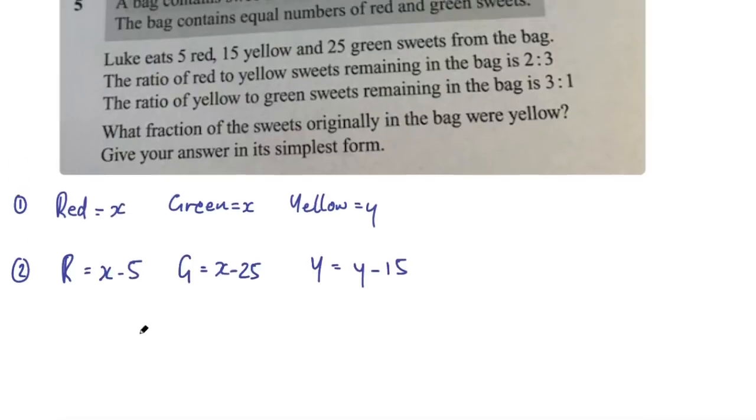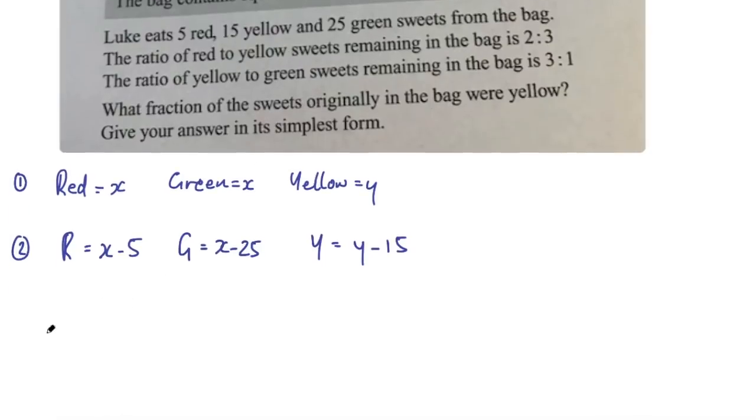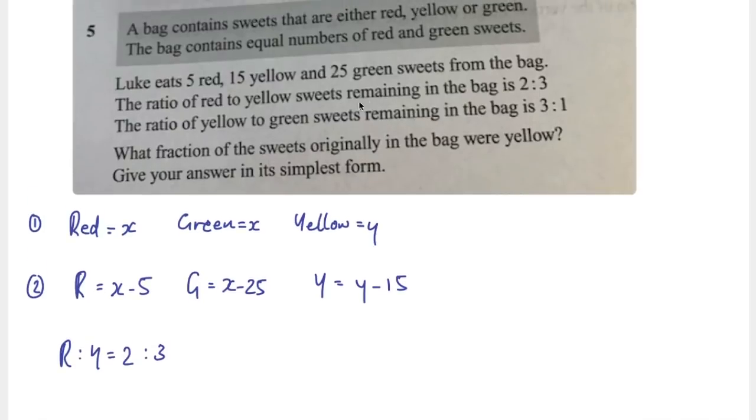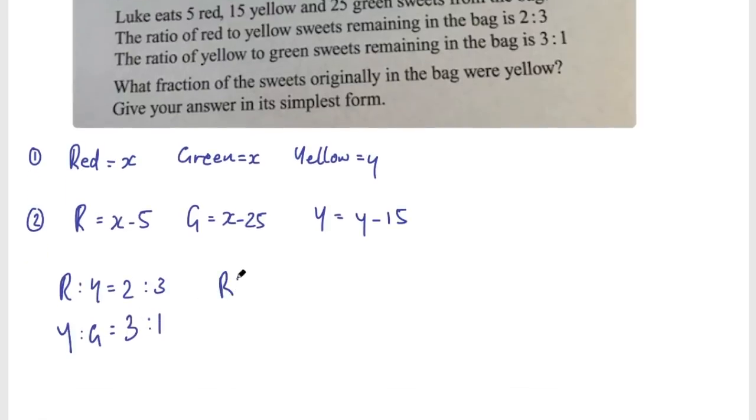And then we're told the ratio of red to yellow sweets is 2 to 3. So red to yellow is 2 to 3. And we're also told that the ratio of yellow to green sweets is 3 to 1. So the new ratio is yellow to green equals 3 to 1. If we want to write this as a ratio of red to yellow to green, we could, because you notice that the number for yellow sweets in both ratios is the same. So I can easily write this as red to yellow to green as 2 to 3 to 1.